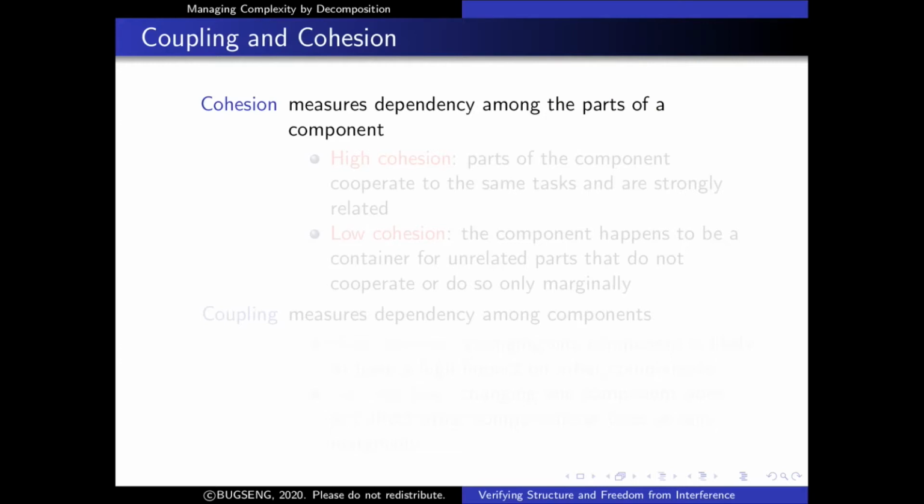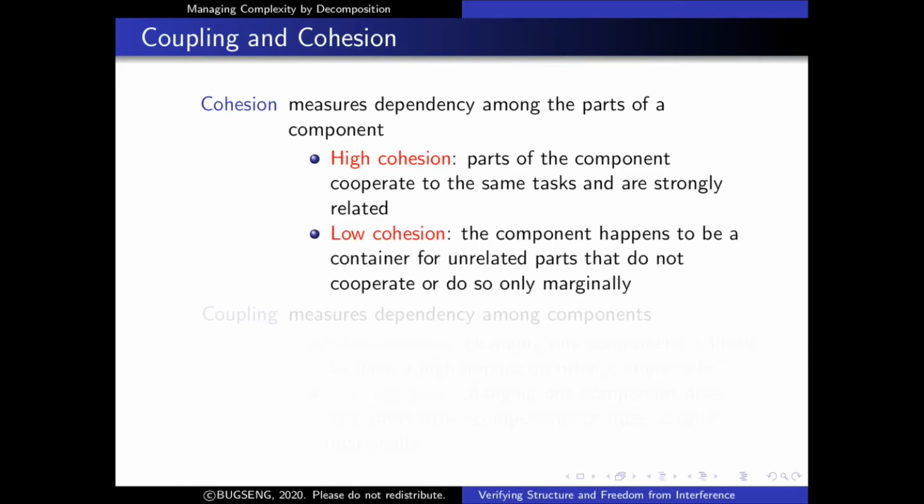There are two concepts that are used in software engineering that are related with this. One is cohesion. Cohesion measures the dependency among the parts of a component. So when you have high cohesion, the parts in a component cooperate to the same task and they are strongly related. When you have low cohesion instead, the component seems to be just a container for unrelated parts. So you have put things in the same component for no good reason.